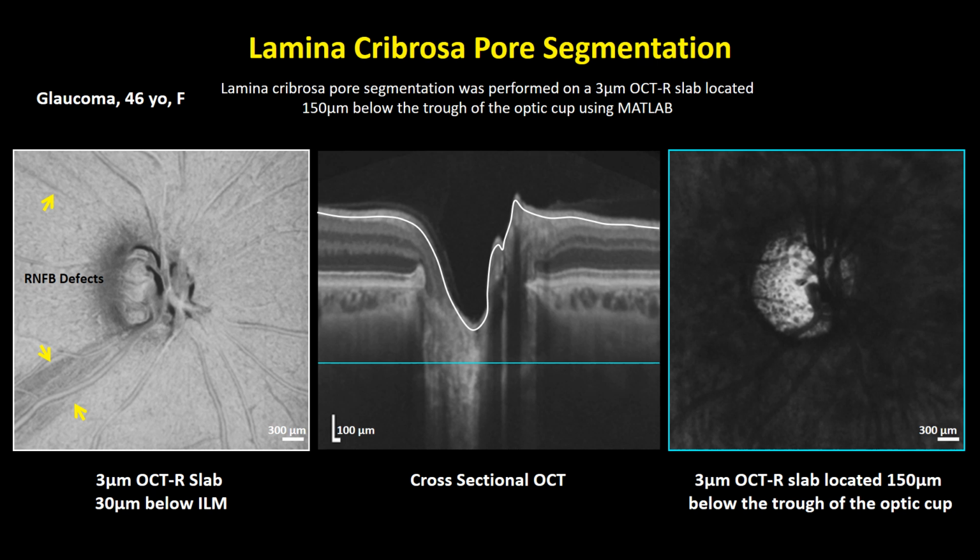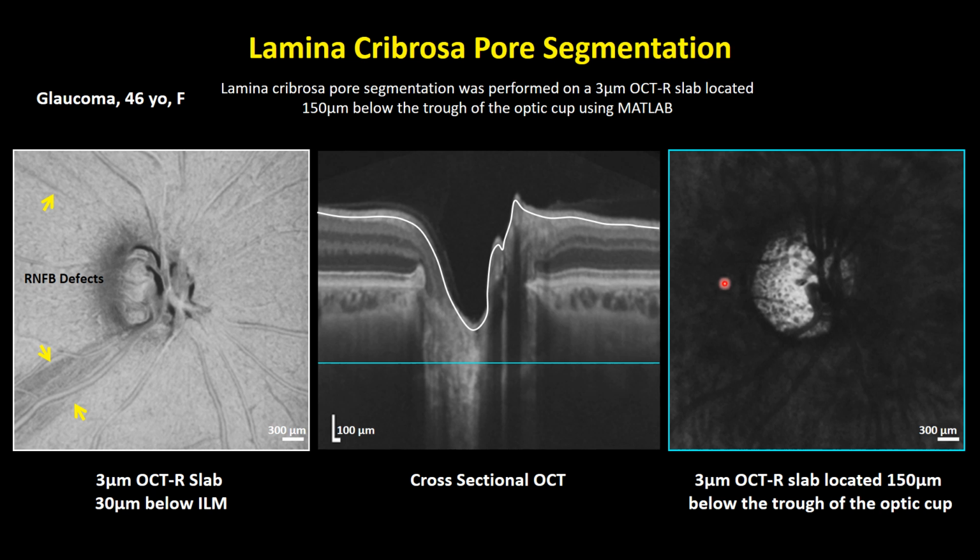Next, for the visualization of lamina cribrosa pores, we extracted another en face 3 microns OCT reflectance slab located at 150 microns below the trough of the optic cup, which is shown on the right panel here. The corresponding axial location of this en face OCT reflectance slab is indicated by the cyan straight line on the cross-sectional OCT image in the middle panel.